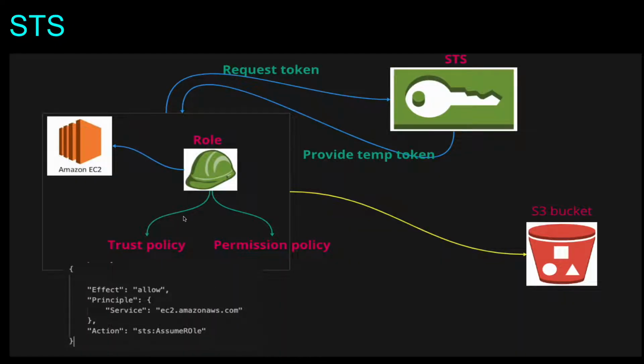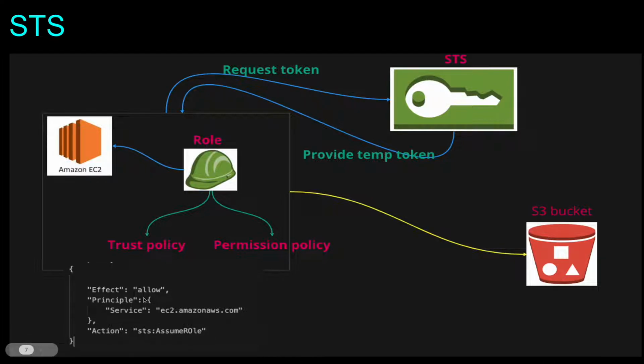As you can see, we have an application running on an EC2 instance which needs to access an S3 bucket. What we can do is assign a role to the EC2 instance. Then the EC2 instance assumes that role to access the S3 bucket. As I mentioned, the role has a trust policy and a permission policy. The permission policy says what resources they can access and what actions they can do. The trust policy says who can assume this role. An example of the trust policy is something like this.